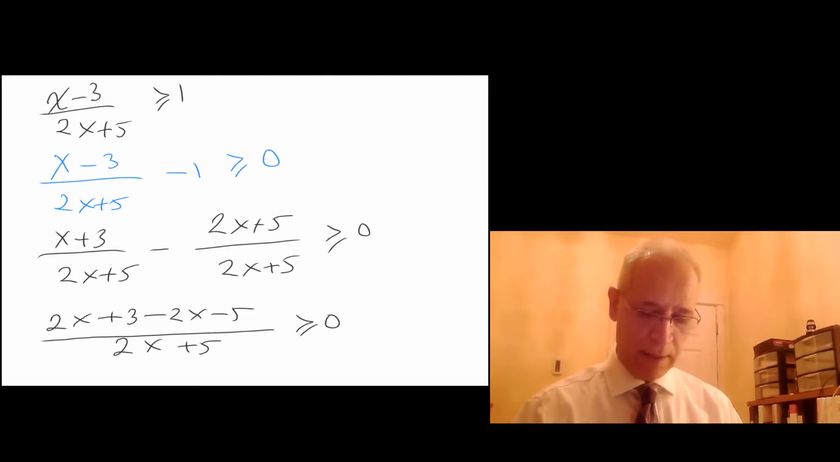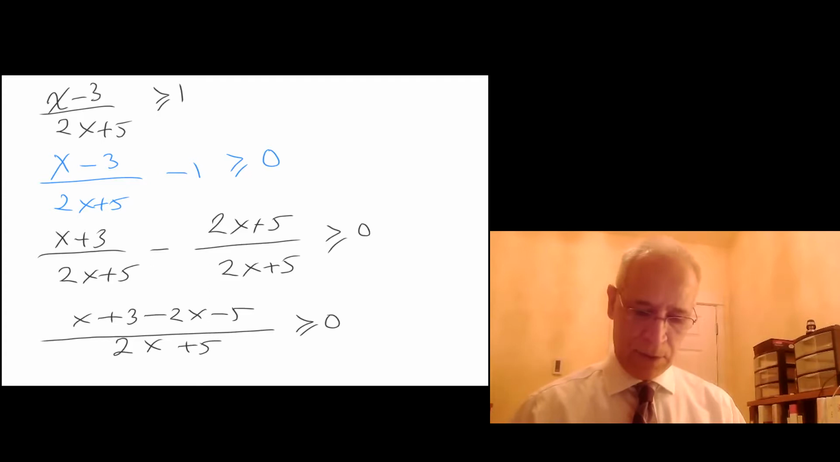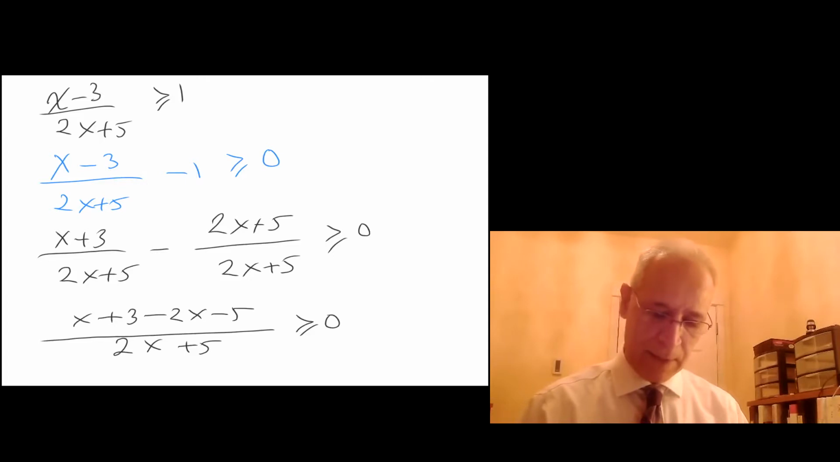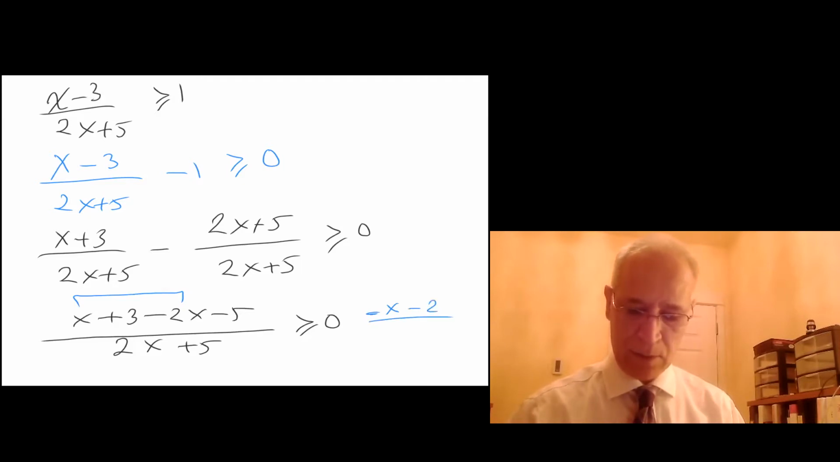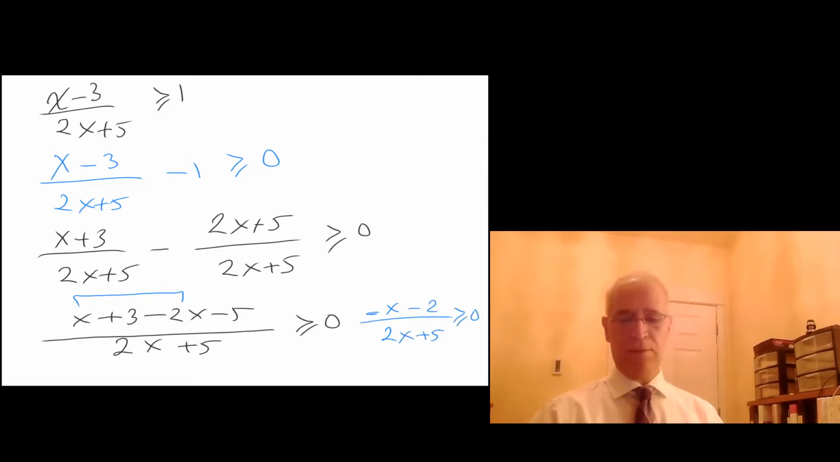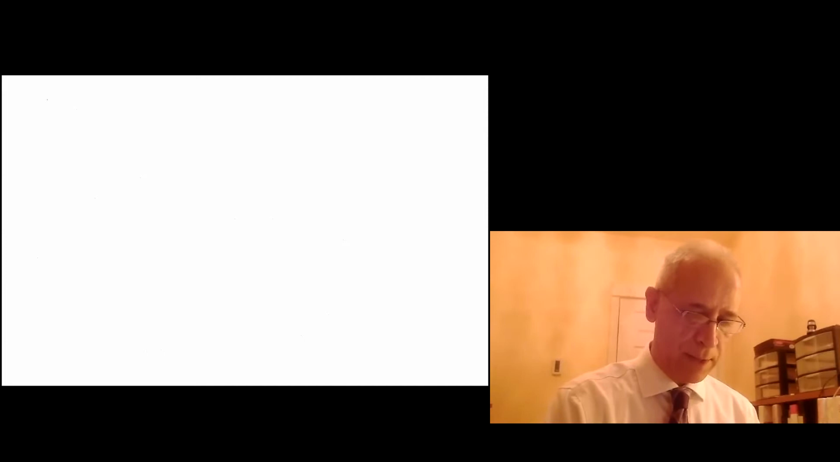Oh, wait a minute. This was x. It wasn't 2x. So combining the like terms, x and minus 2x gives me minus x, and negative 5 and 3 gives me minus 2, all over 2x plus 5 greater than or equal to 0. Let me go to the next page, please. So minus x minus 8 over 2x plus 5 greater than or equal to 0.